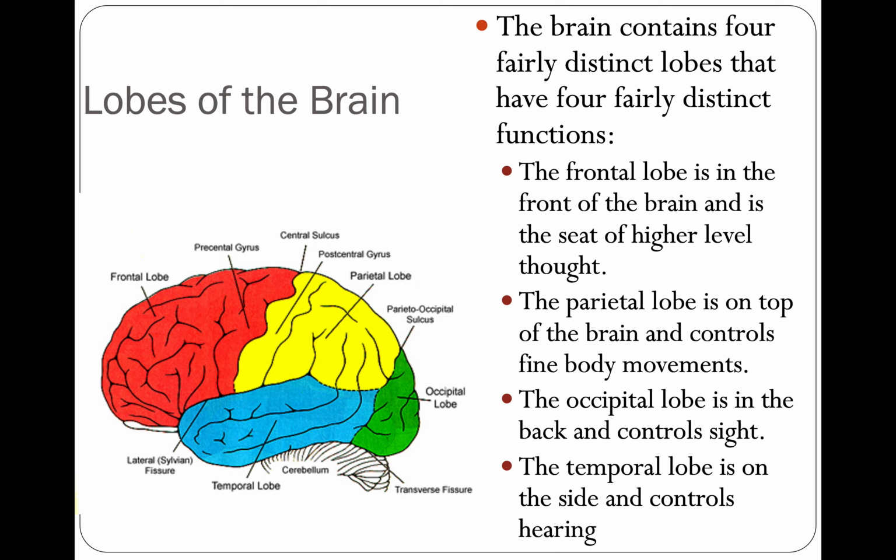The brain contains 4 fairly distinct lobes that have 4 fairly distinct functions. The frontal lobe is in the front of the brain and is the seat of higher level thought. And this is the front of the brain. The parietal lobe is on the top of the brain and controls fine body movement, and that's the parietal lobe. The occipital lobe is in the back and controls sight. That's the occipital lobe back here, the green portion. And the temporal lobe is on the side and controls hearing.